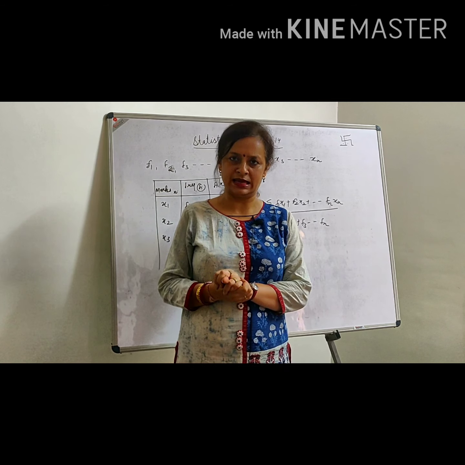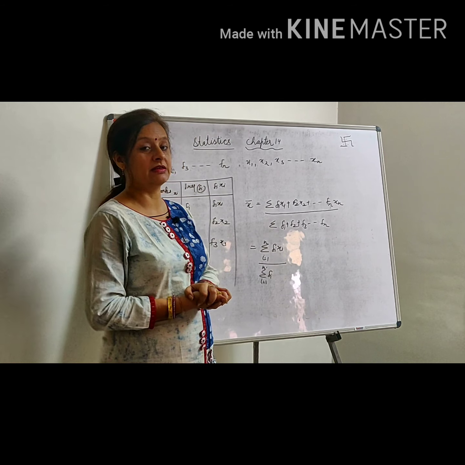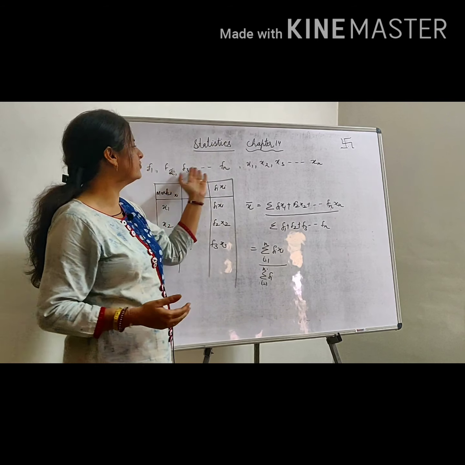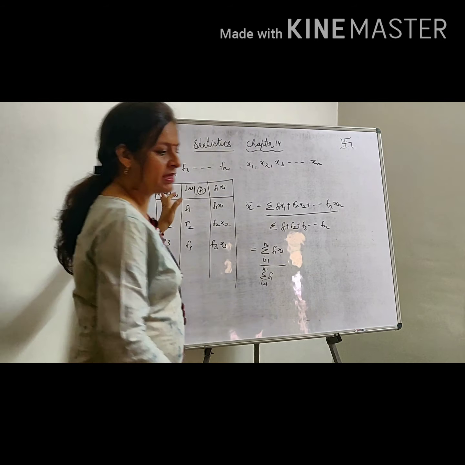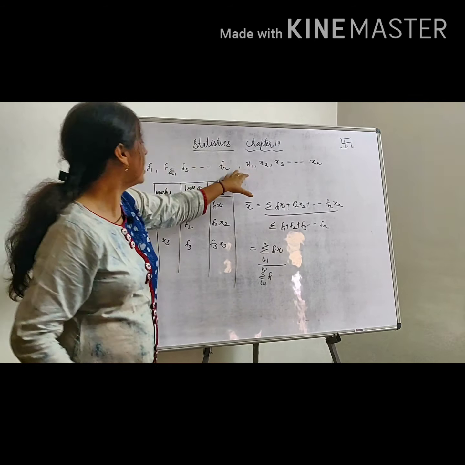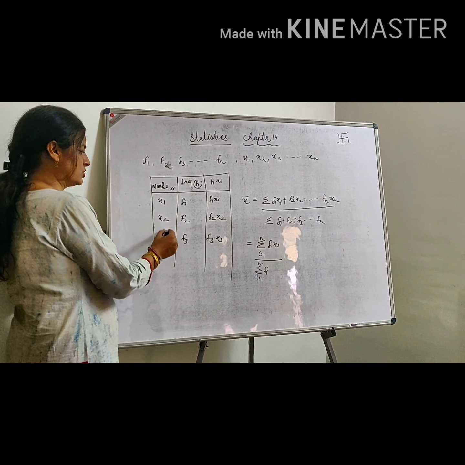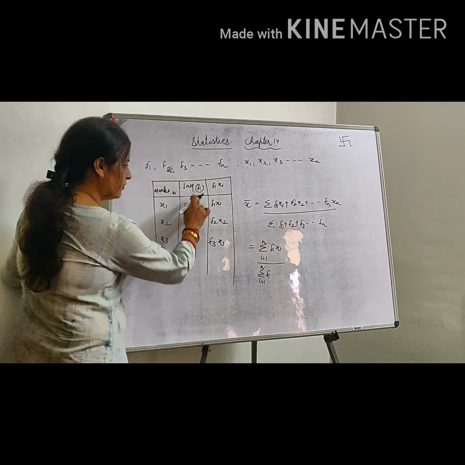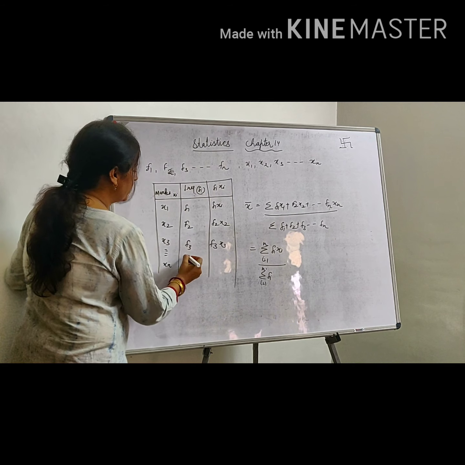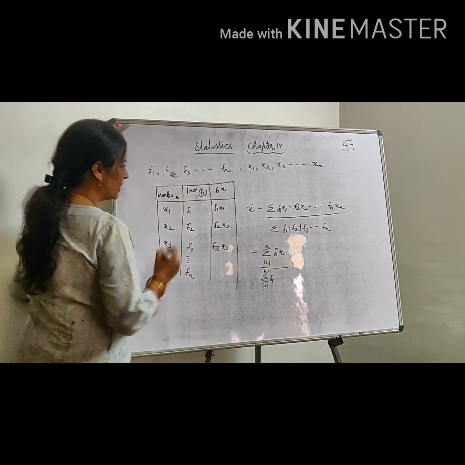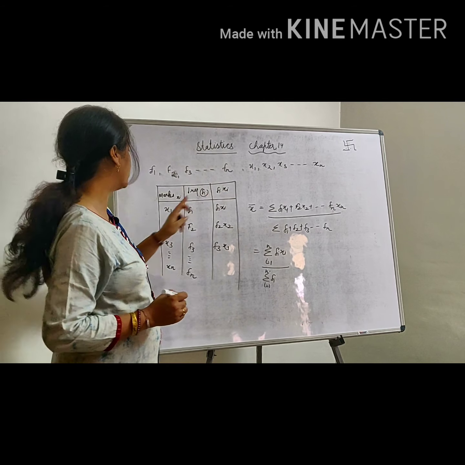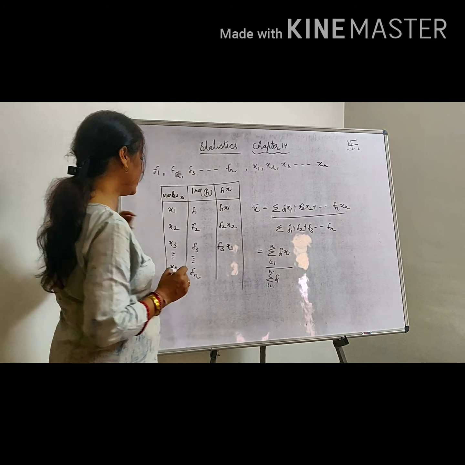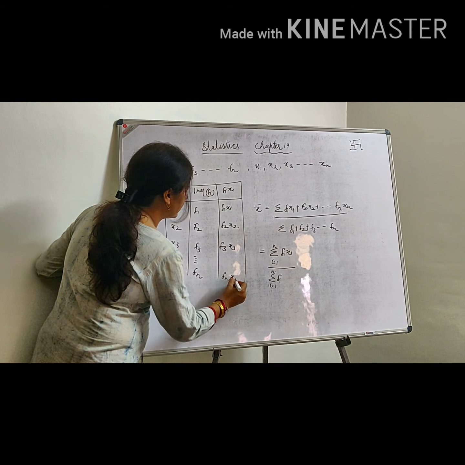Let's recall from class 9 that x1, x2, x3 and xn are the observations with the respective frequencies f1, f2, f3 and fn. Then we were making the table like this. Say these frequencies are the marks. This is x1, x2, x3 and up to xn. And then the frequencies are f1, f2, f3 up to fn. Then fi xi we used to find out: f1 x1, f2 x2, f3 x3 and finally fn xn.